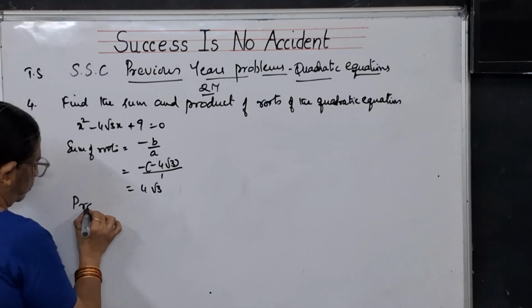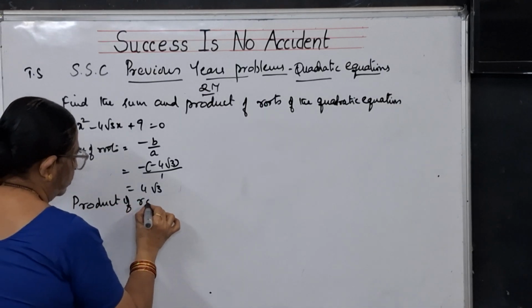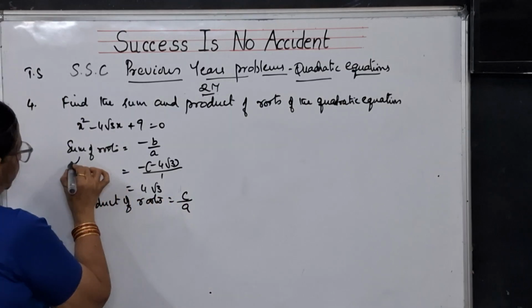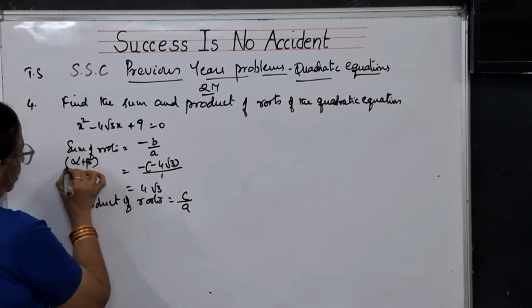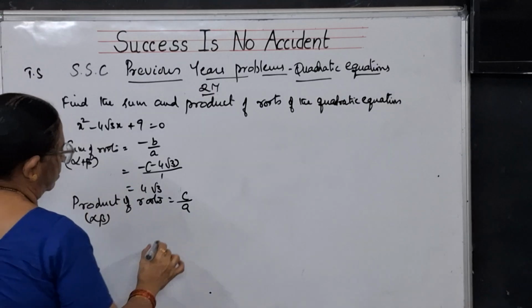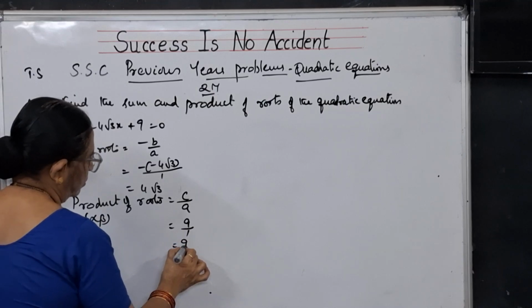Now product of roots. Product of roots is equal to c by a. Sum of roots means alpha plus beta. Product of roots means alpha into beta. c by a, c is the constant term, 9 by 1, that is 9.